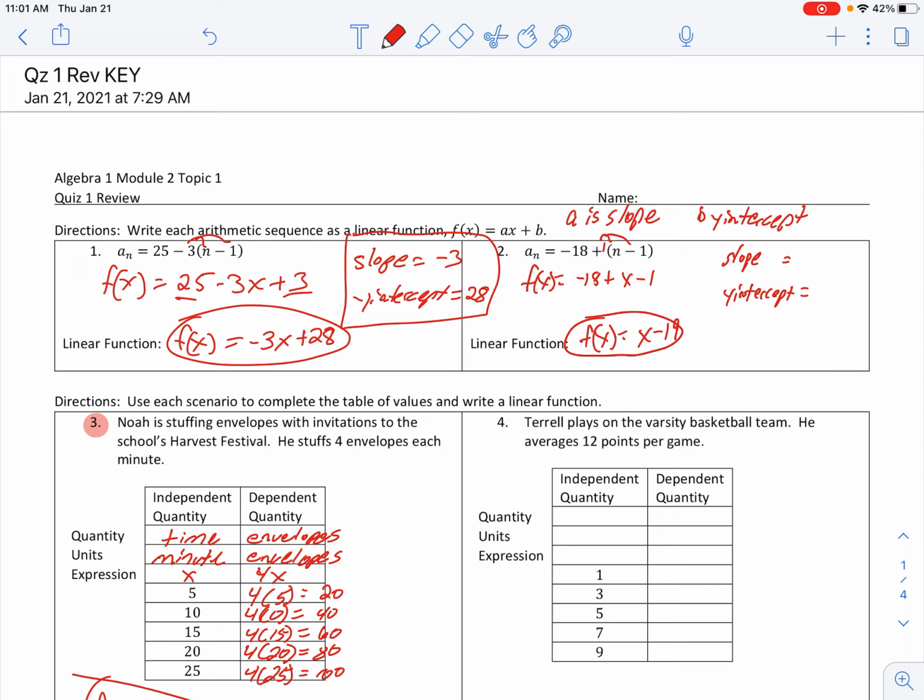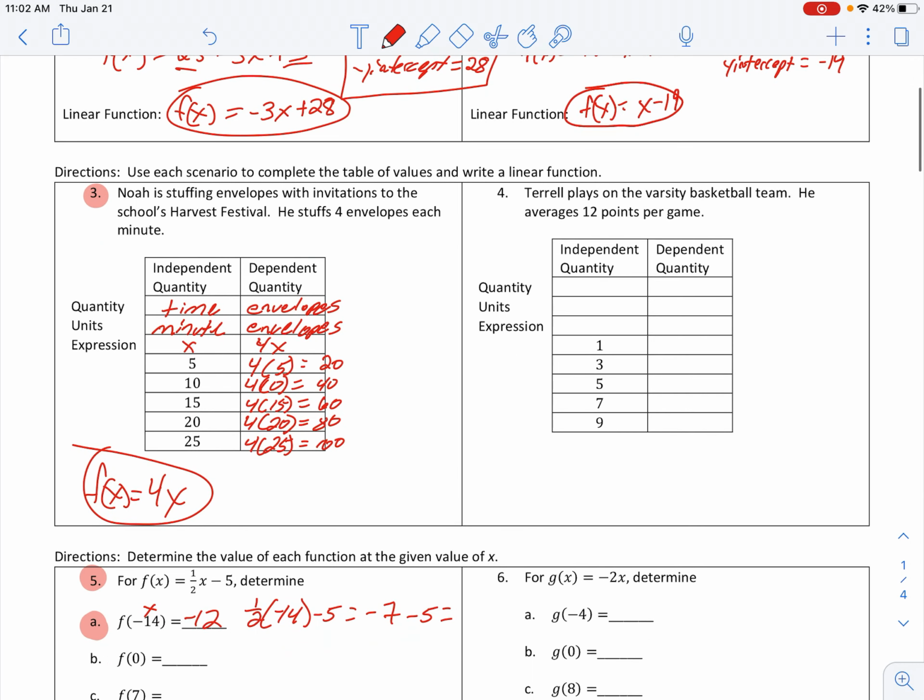Slope is in front of the x. That is the a. And I don't see a number in front of the x. That means there's always a 1 hiding there. And the y-intercept is your b, which in this case is negative 19.